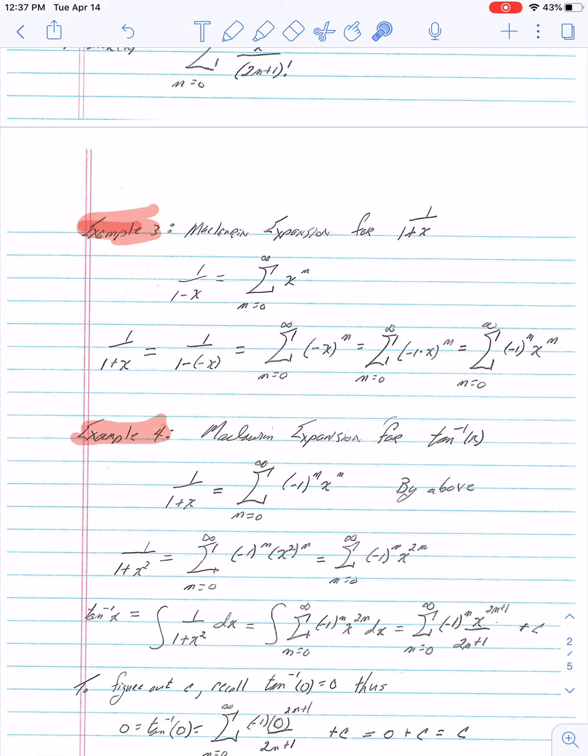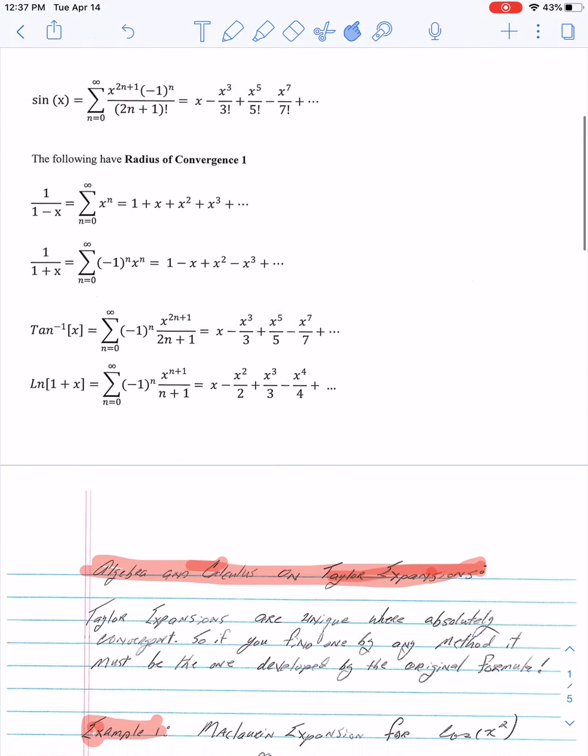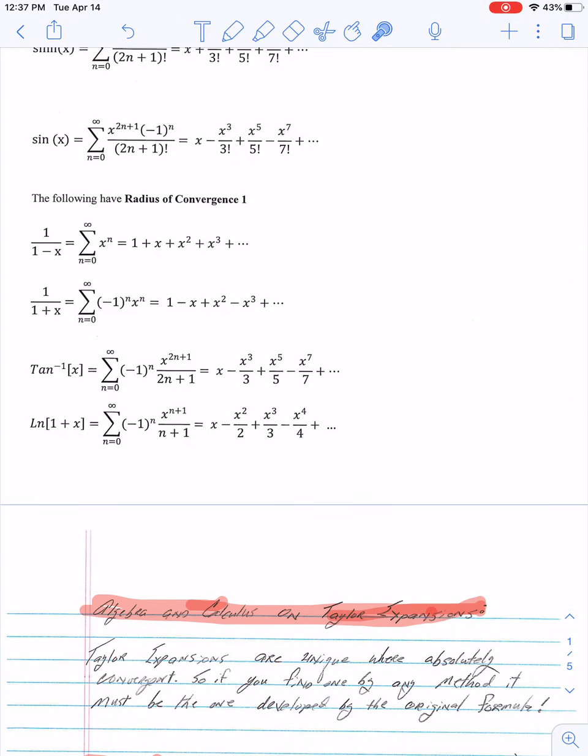All right, now compare this expansion, 1 over 1 plus x, to, at the very beginning, I have an expansion of 1 over 1 plus x, and guess what it is? It's exactly what I came up with. No surprise, math is true.